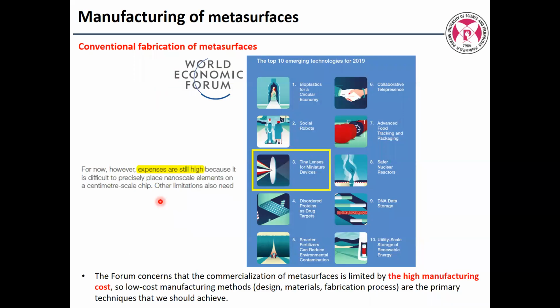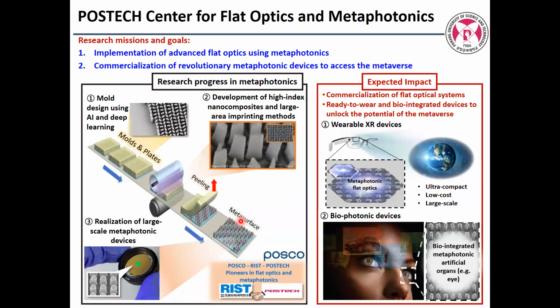But here, in 2019, this World Economic Forum, they said, okay, everything is good, but current manufacturing cost is very high. So manufacturing revolution should be accompanied together. Otherwise, it may not be easy to use this metal lens in the future. So that's true. So we are working on this in our POSTECH Metaphotonics Center. So we consider solving this issue. So mainly nano patterning manufacturing.